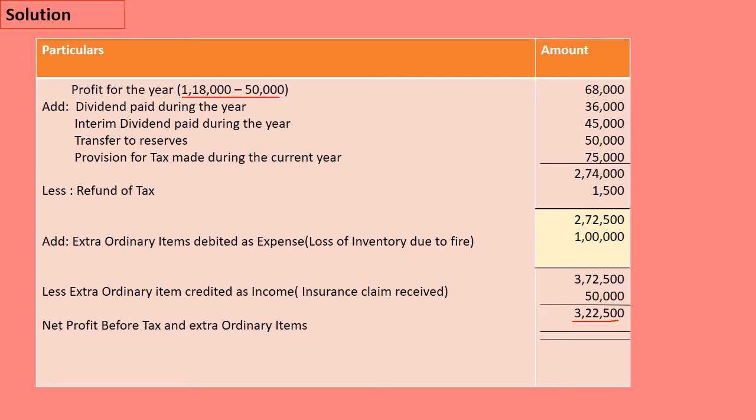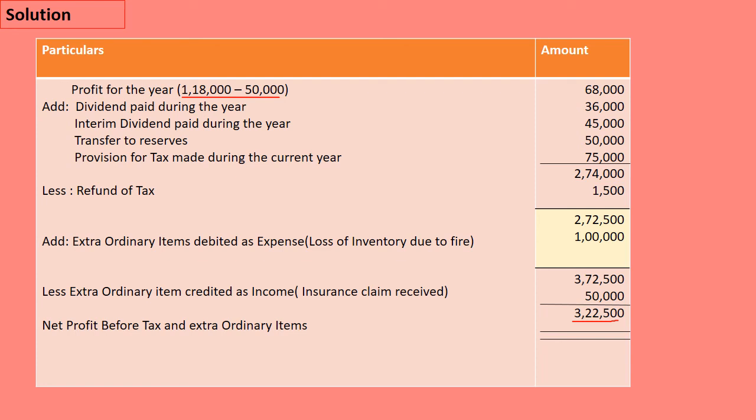Let us start. First of all, we have to find out the profit for the year. How can we find it out? We have to deduct the opening balance of surplus from the closing balance. The opening balance was 50,000 and the closing balance was 1,18,000. So 1,18,000 minus 50,000 gives 68,000. Then to that we have to add the dividend paid during the year, 36,000, interim dividend paid during the year, 45,000, transfer to reserves, 50,000, and provision for tax made during the current year, 75,000. We'll get 2,74,000. Then we have to deduct refund of tax, that's 1,500, because this tax pertains to the last year.